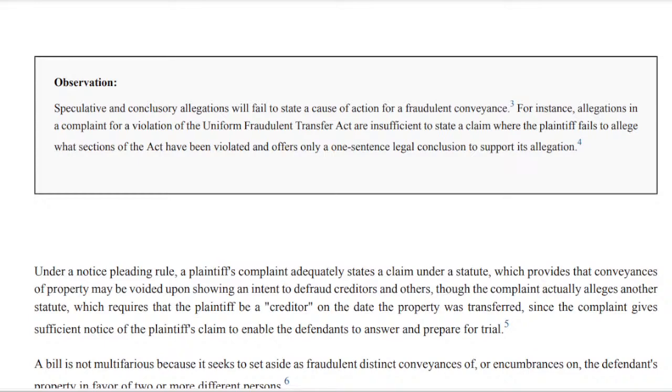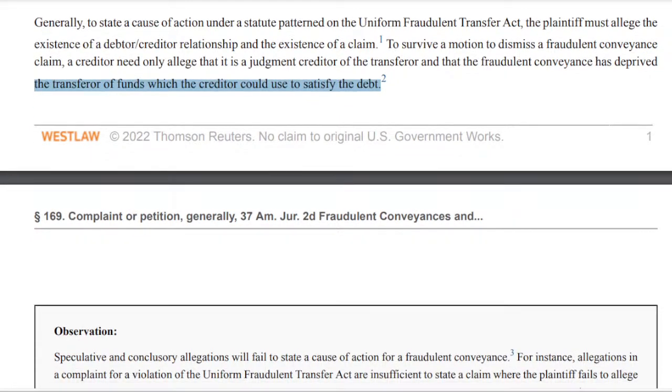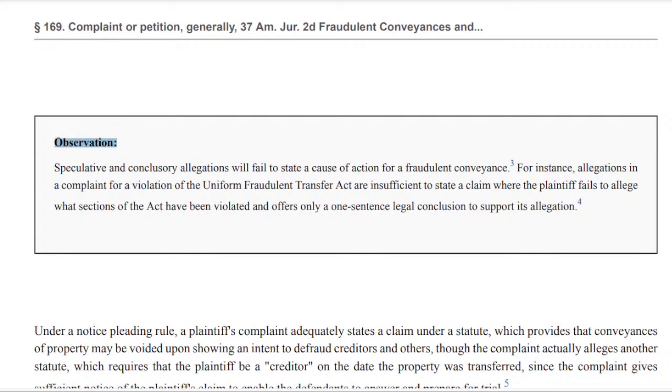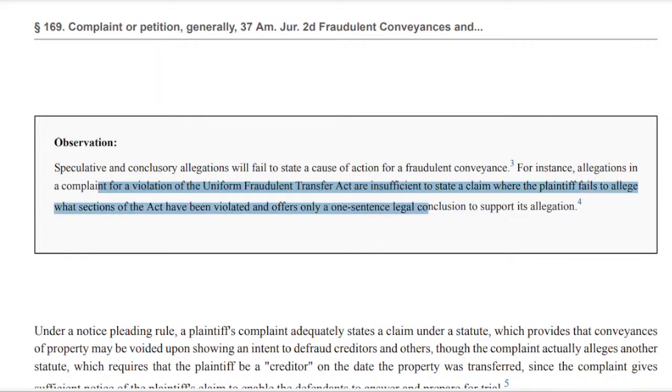Interesting here. Let's look at this observation, because as American Jurisprudence does so well, let's break down the more complicated statements here that are pretty densely packed, yet full of important facts. Observation: speculative and conclusory allegations will fail to state a cause of action for a fraudulent conveyance. For instance, allegations in a complaint for a violation of the Uniform Fraudulent Transfer Act are insufficient to state a claim where the plaintiff fails to allege what sections of the Act have been violated and offers only a one-sentence legal conclusion to support its allegation.